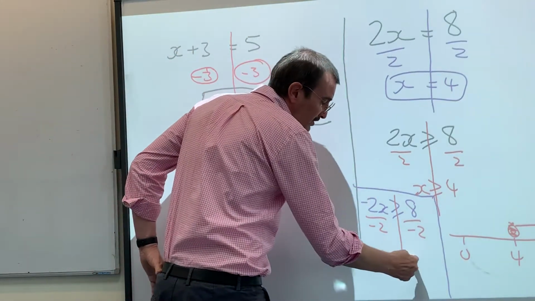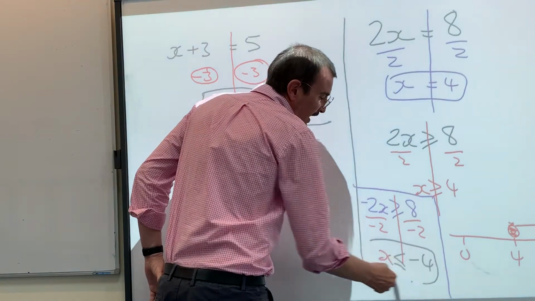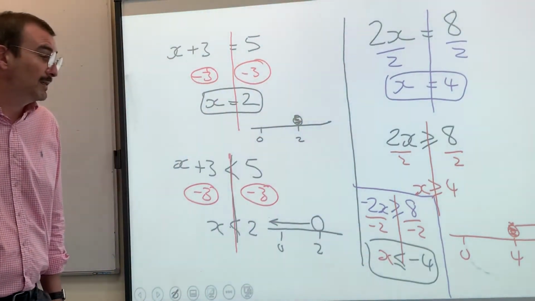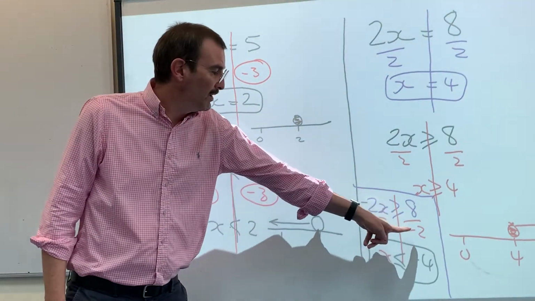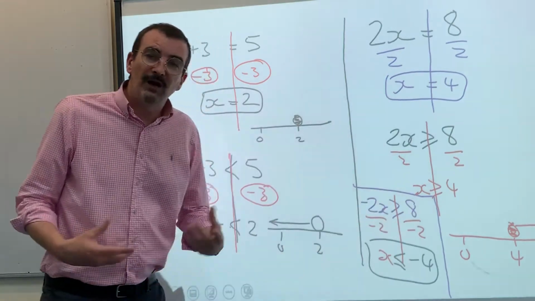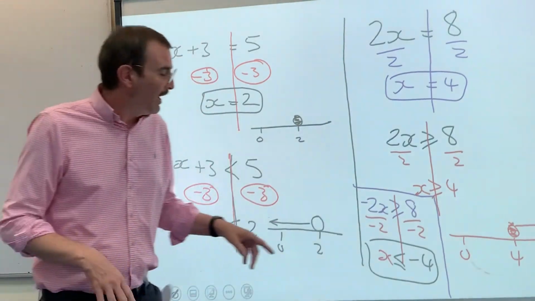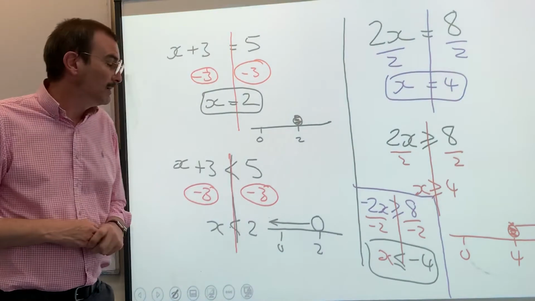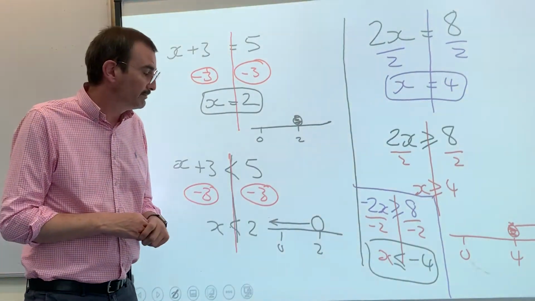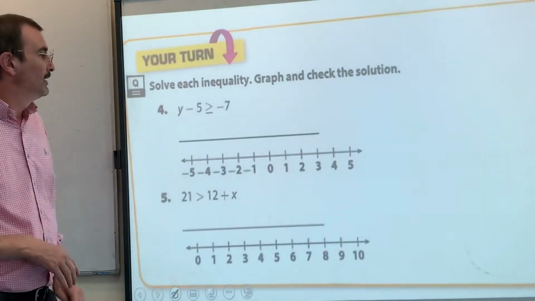8 divided by negative 2 is negative 4, and then you graph it. Make sense? Don't forget, when you're dividing and multiplying by a negative, have some concern about the sign that you apply to your answer. Okay, let's take some examples.